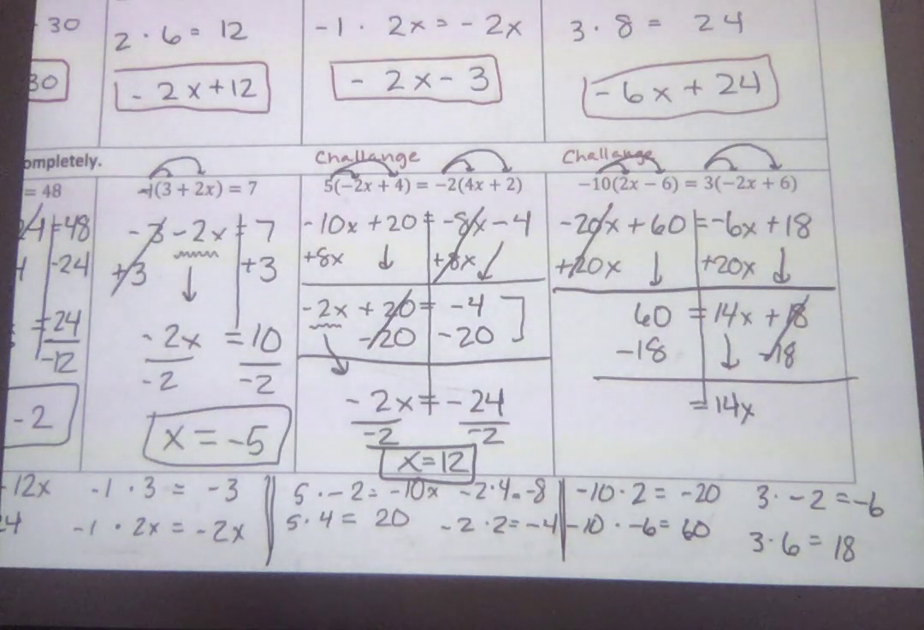60 minus 18 is going to get you 42. So now you have 42 equals 14x. Now you have x over here, so you're going to do the opposite, which is division. We're going to divide by 14 to get x by itself. So x equals 42 divided by 14, which is going to give you 3. X equals 3.